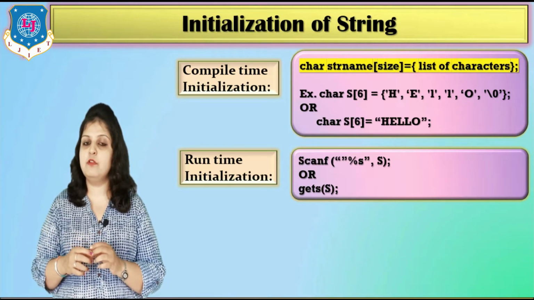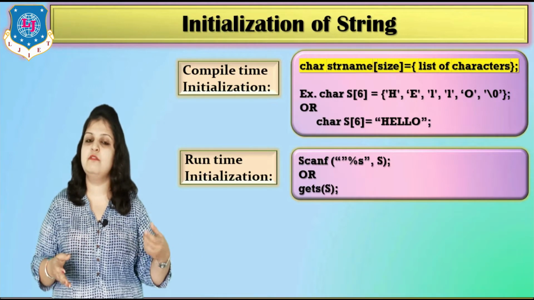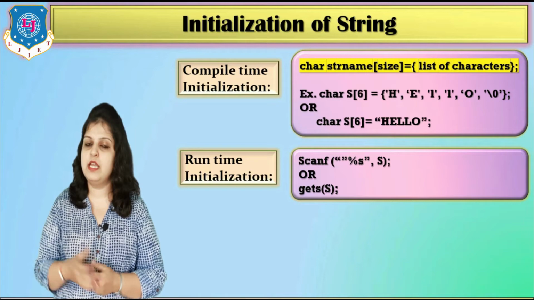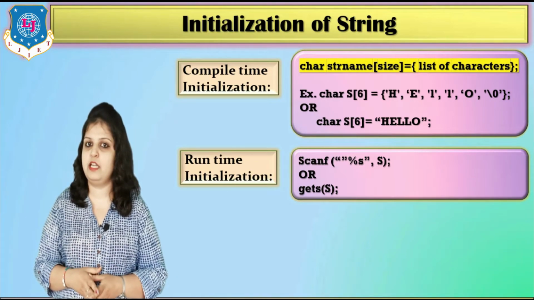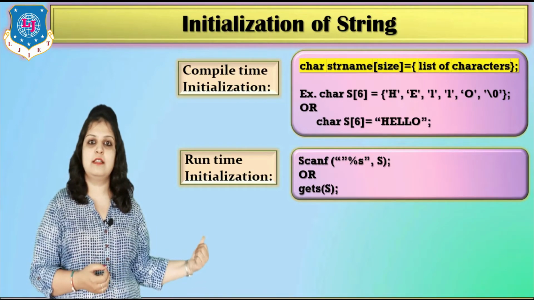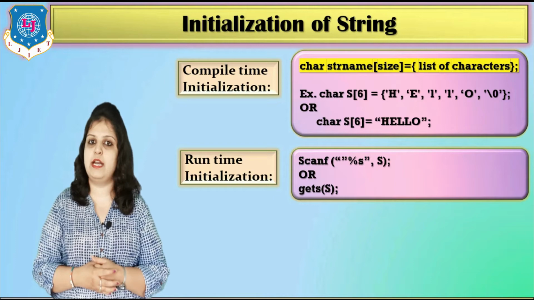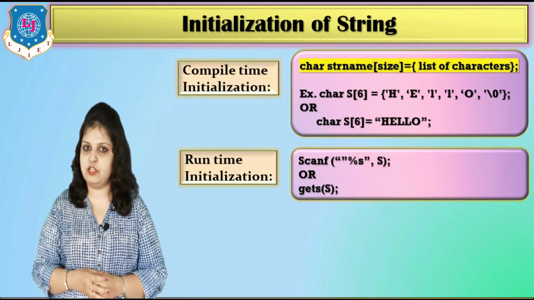That's why if you write one sentence using white space, then the whole sentence will not be stored using scanf. In that case we can use the gets function. So, this is the appropriate input function for entering a string. So, what is the syntax? Write gets and in brackets write your string name. These 2 methods are used for runtime initialization.